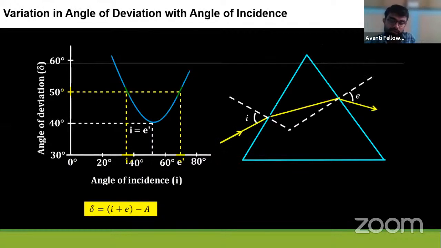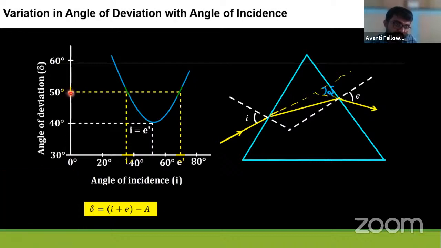See, this is the incident ray direction. I'm using the same color, yellow. It's the incident ray direction like this, and this is the emergent ray direction. So the angle between both of these is the delta angle, that is the angle of deviation. Now this graph is giving us a very interesting pattern.